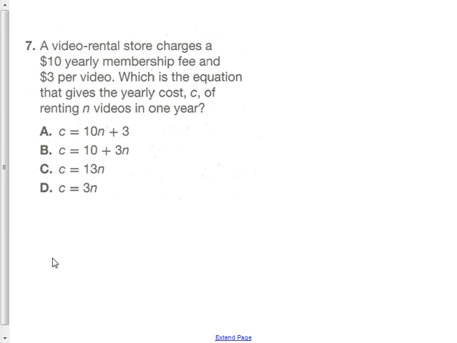A video rental store charges $10 yearly membership fee and $3 per video. Okay, again, that per video. So I'm going to say 3V for video plus a $10 yearly membership. So which is the equation that gives the yearly cost of C? So they want the yearly cost to be C here. Of renting N videos in 1 year. Okay, they wanted, instead of V, they wanted us to use N, but still we're looking for this 3 times N plus 10. So 10 plus 3n, looks like B matches what we have. So B is the correct answer here.